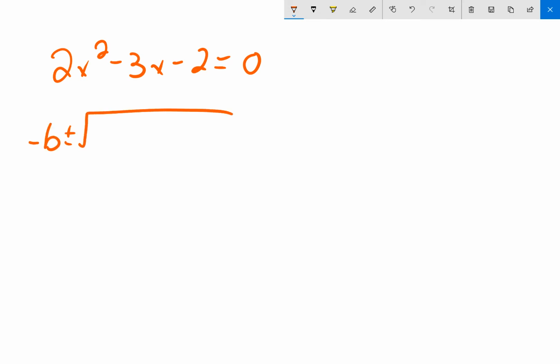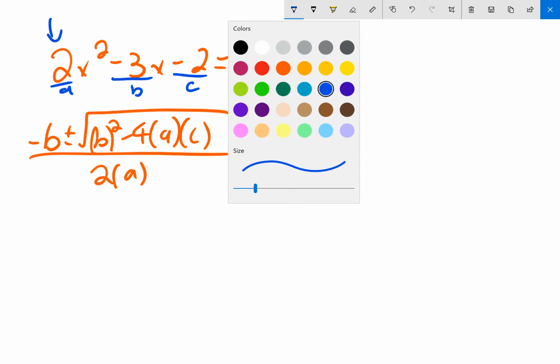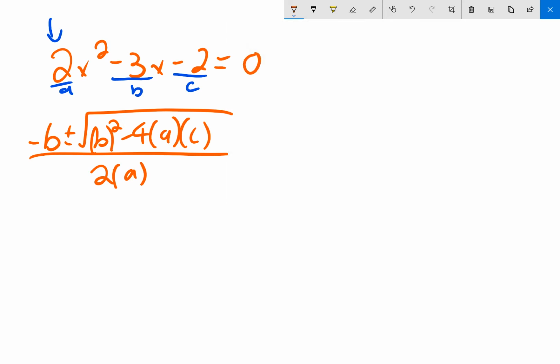So here I have 2x squared minus 3x minus 2 equals 0. So again, same formula, negative b plus minus square root b squared minus 4 times a times c, all divided by 2 times a. So now in this one, a is 2, b is negative 3, and c is negative 2. So make sure you're plugging those in with those negatives.